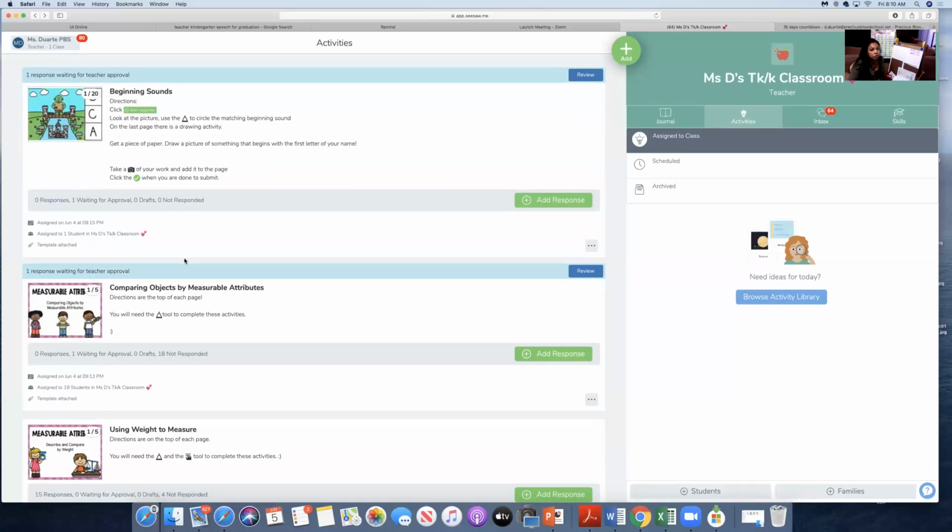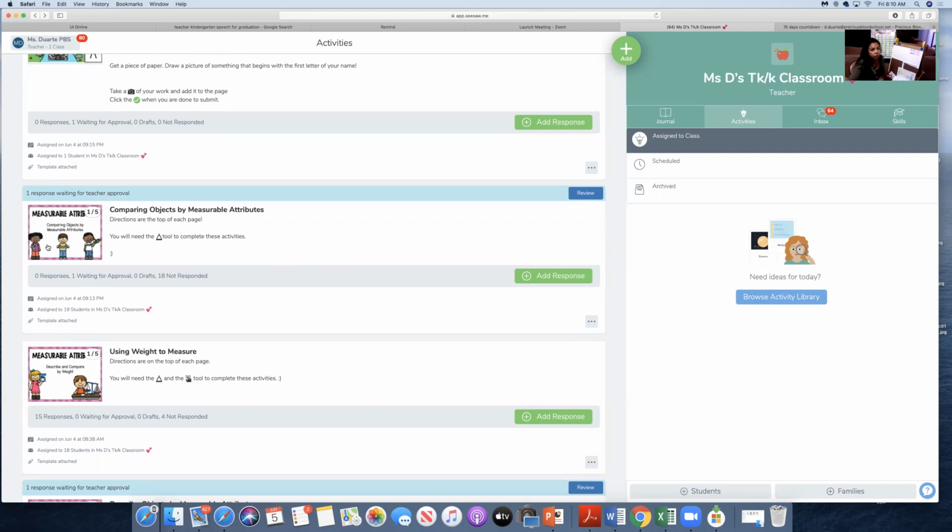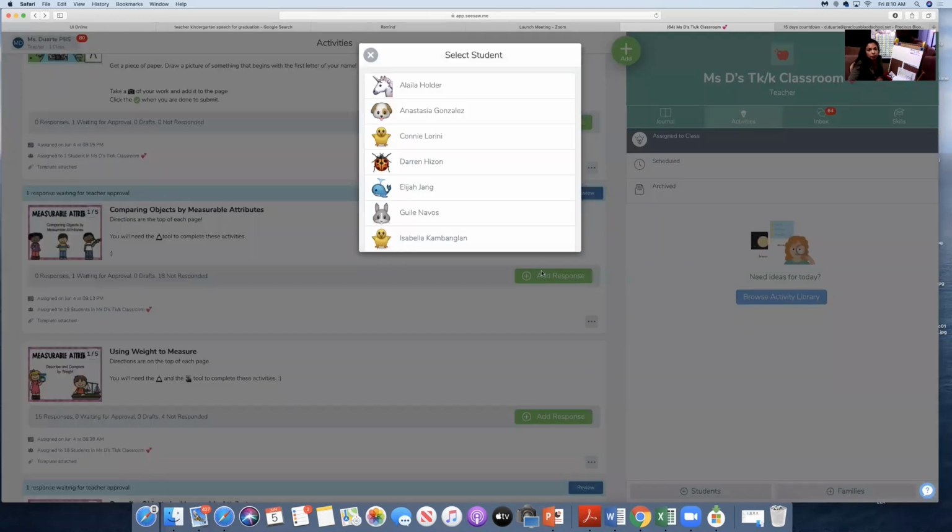It'll be under the new one right here. So this one, I posted it last night, and it's called Comparing Objects by Measurable Attribute. So it'll have the one with the little girl, the little boy, and another little boy. Okay, so you're gonna add your response.